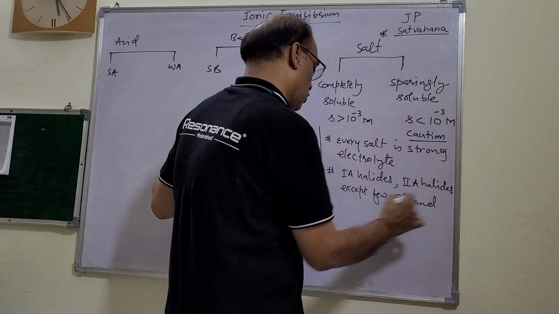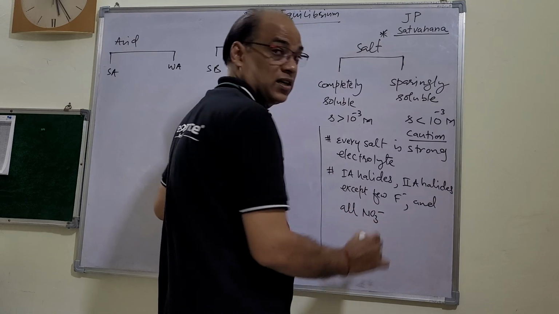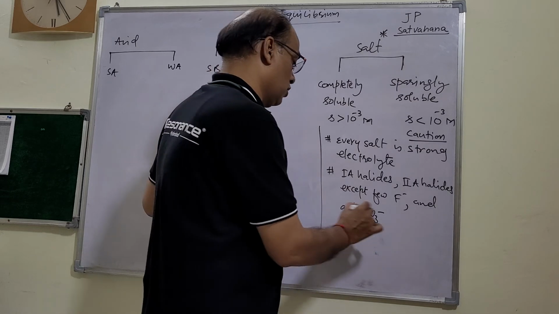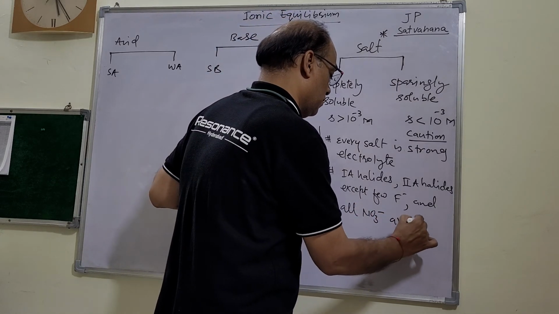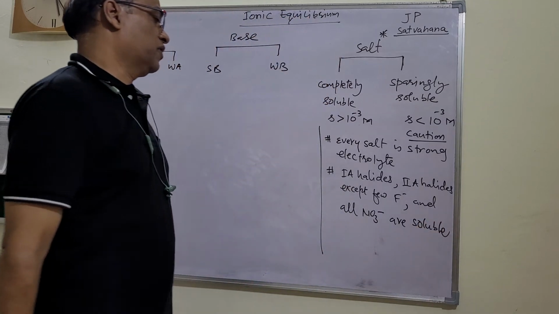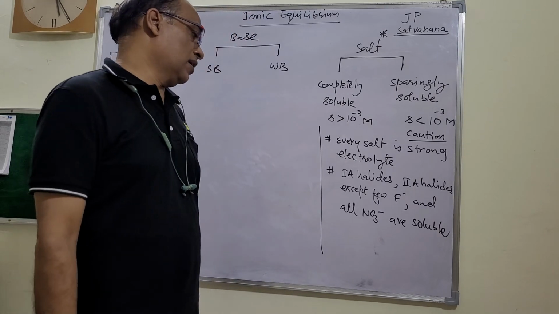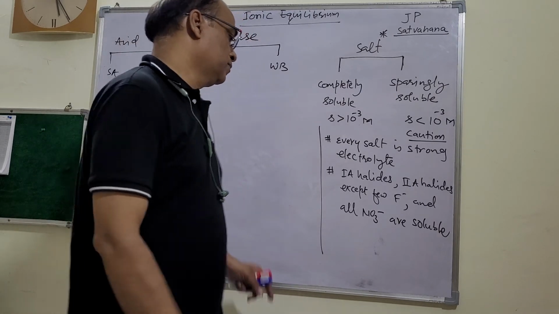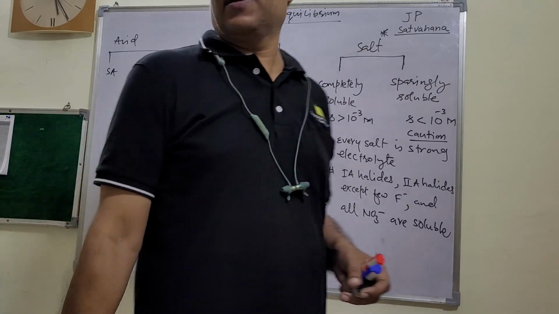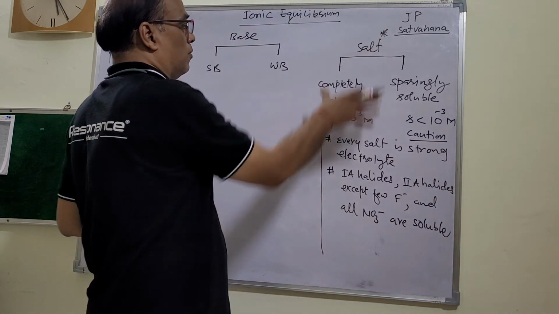And all nitrates, whatever is the cation. All nitrates are soluble. Okay. First day halide, second day halide, except few fluorides, and all nitrates are soluble. So whatever is the cation for nitrate, it is immaterial. Every nitrate will be completely soluble. Got it? So this is all about salt.